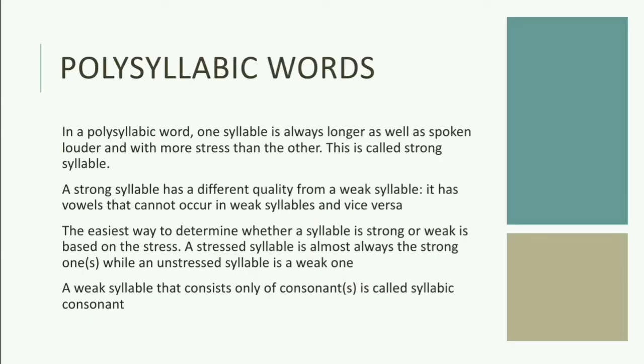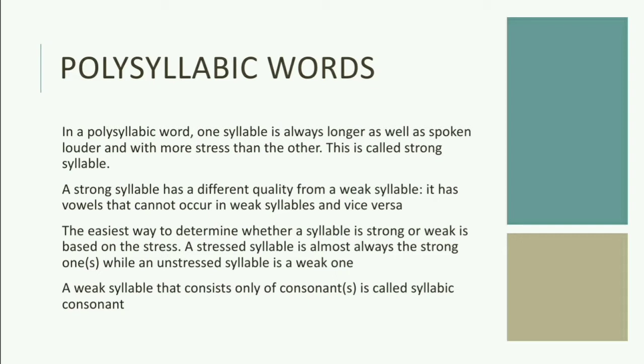Polysyllabic words. In a polysyllabic word, one syllable is always longer, spoken louder, and with more stress than the others. This is called a strong syllable. A strong syllable has a different quality from a weak syllable. It has vowels that cannot occur in weak syllables and vice versa.